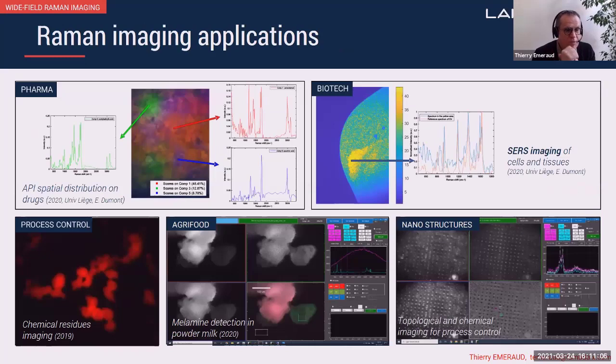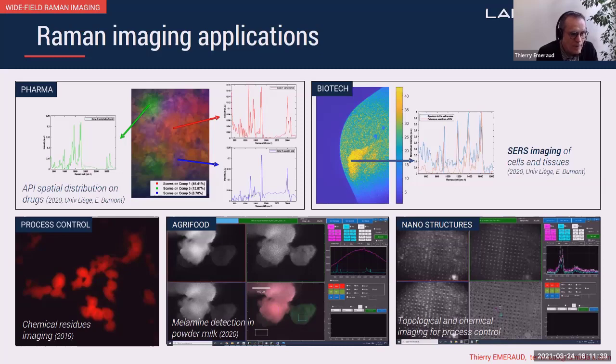In terms of applications, now we are focusing more on the Raman. I illustrate here a few of them. And of course, it is not limited, as Raman is really addressing a lot of different markets and applications. But I'd like to illustrate some of the results we have obtained so far. And I would be very happy in the discussion to see what other types of application we have not been able to address yet, but which could be interested to use this technology.